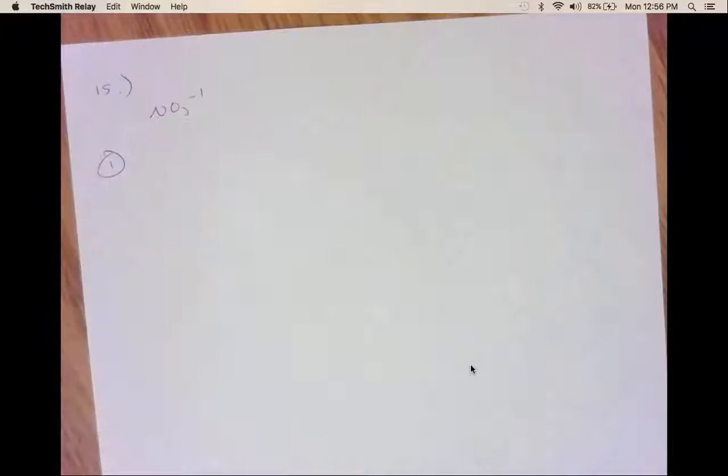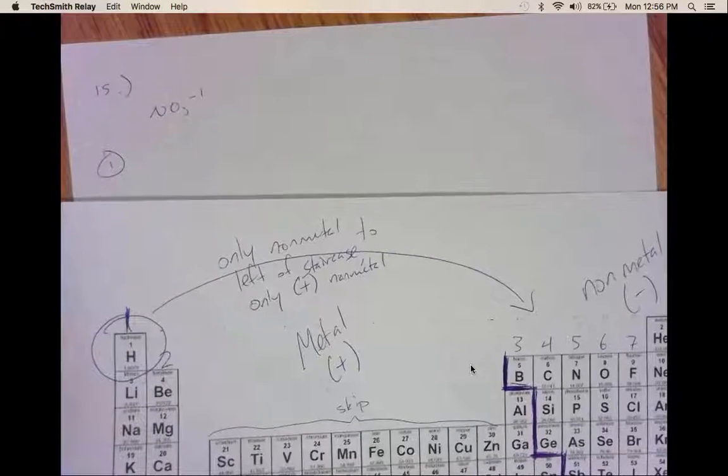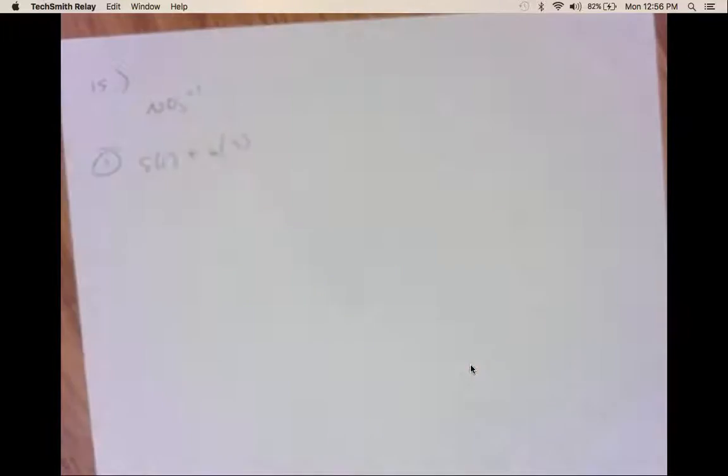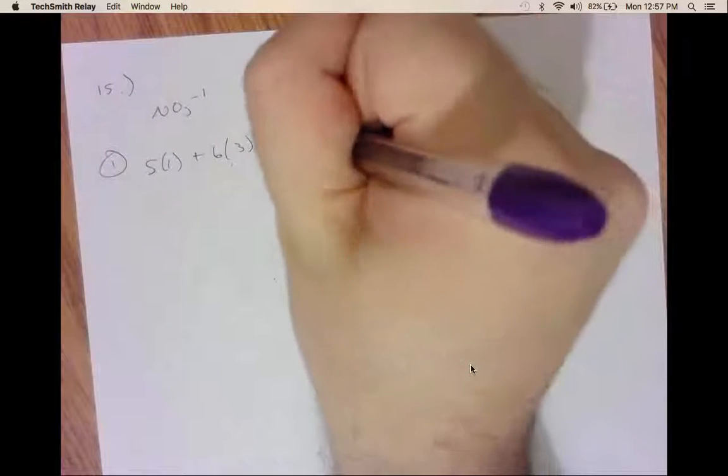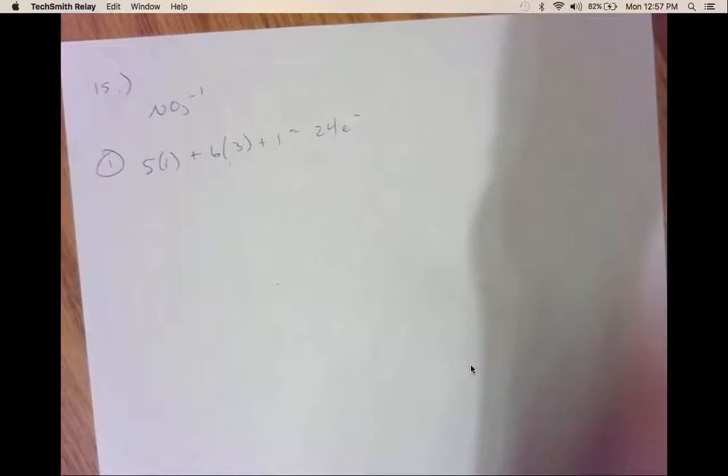So step 1 is to figure out the valence electrons. We figure out the valence electrons by using the columns on the periodic table. So nitrogen has 5 valence electrons, and we multiply by 1 because its subscript is 1. Next, we do the same thing for oxygen. Oxygen has 6 valence electrons. We multiply by 3 because the subscript is 3, and then we add 1. So remember, this NO3 has a -1 charge because we added an electron. So when we figure out our valence electrons, we need to make sure to add our electrons. So then we have a total of 24.